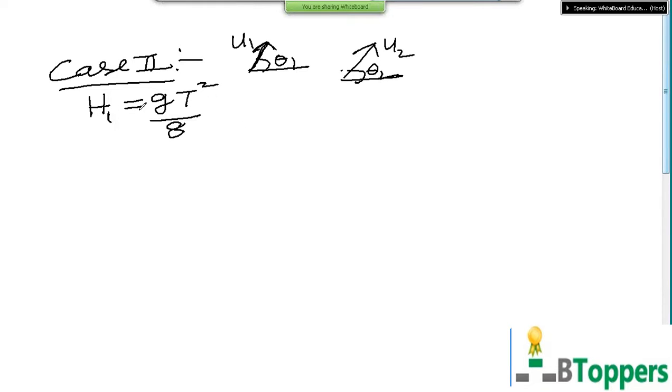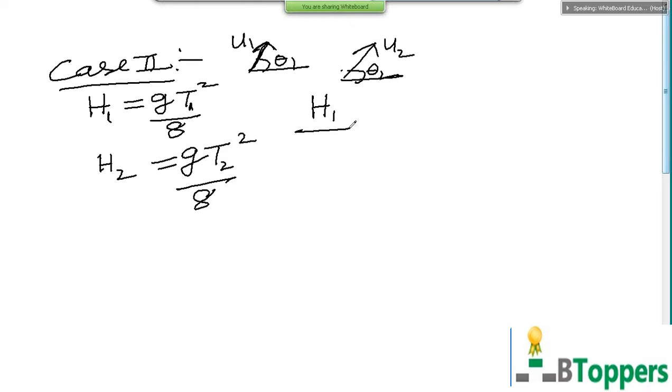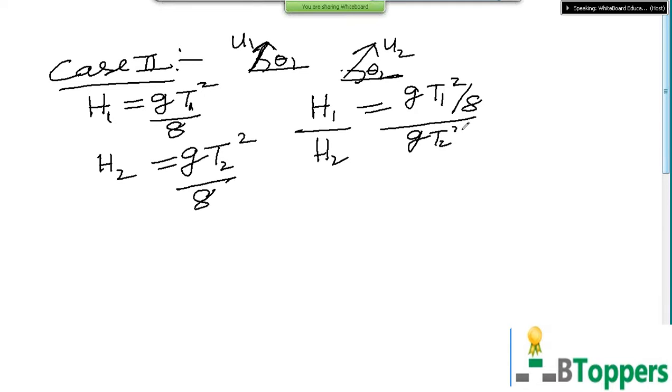The maximum height reached by the first projectile in terms of its time of flight is given by gt1 square by 8, which is denoted by h1. The maximum height reached by the second projectile in terms of its time of flight is given by h2 equal to gt2 square by 8. t2 is the time of flight of the second projectile. So we divide h1 by h2 and get gt1 square by 8 divided by gt2 square by 8.